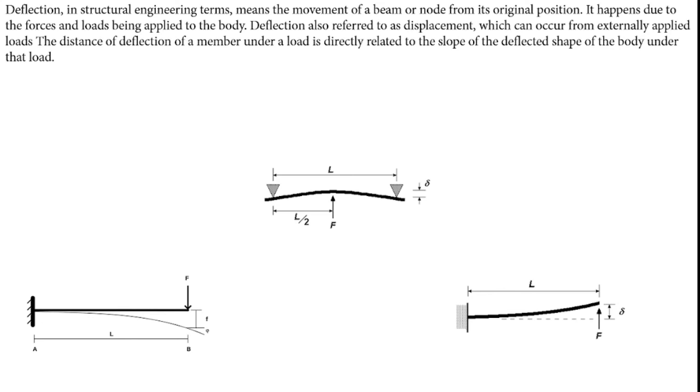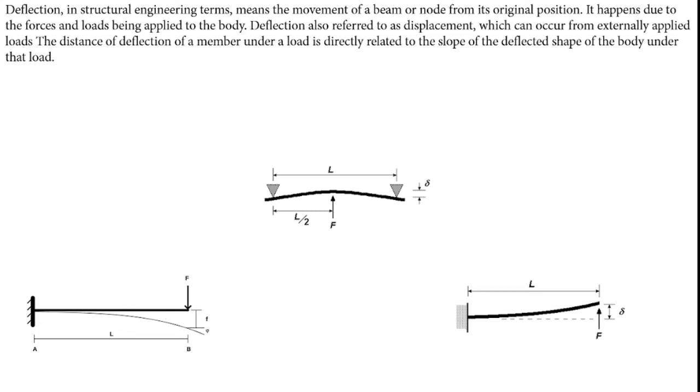Here you see the cantilever beam deflected with the delta. So this delta deflection is also called a displacement, which can occur from externally applied loads. The distance of deflection of a member under load is directly related to the slope of the deflected shape of the body under that load. So these kinds of deflections we can study through the discretized model.